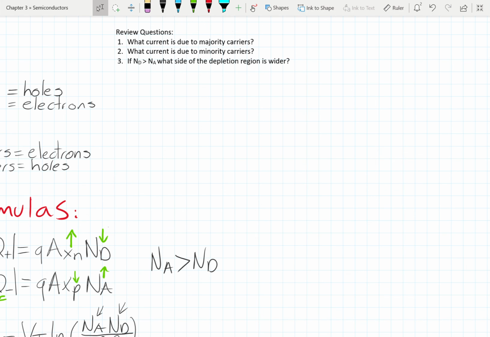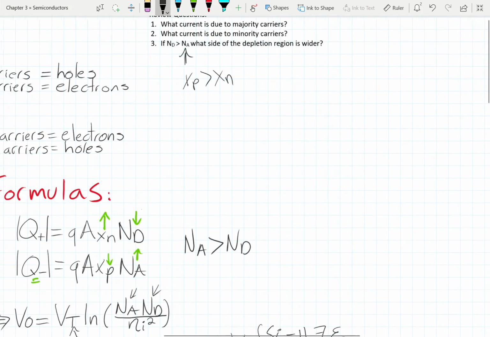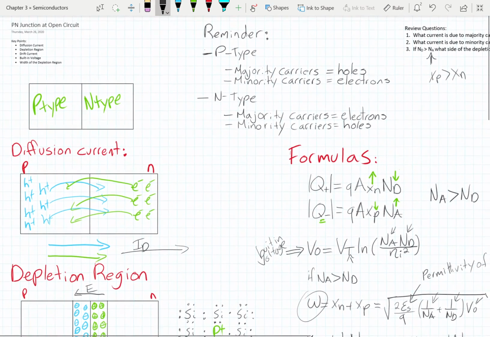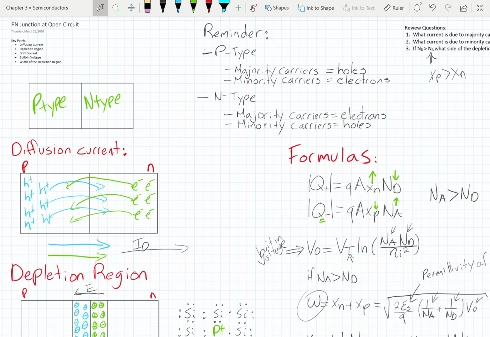And what happens if ND, the concentration of donors, is bigger than the concentration of acceptors? What side of the depletion region is wider? The lightly doped side is the one that's going to be wider. So in this case, Xp is going to be greater than Xn. That's the opposite of what we looked at. And that's it for now. In the next video, we're going to cover what happens when you apply a voltage to a PN junction.